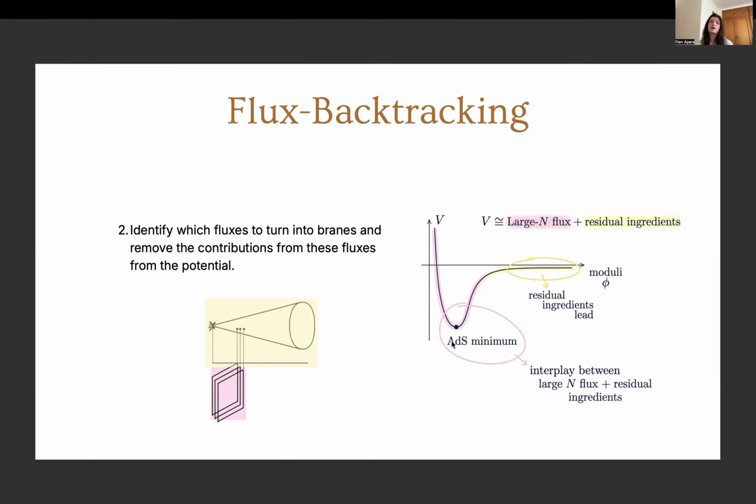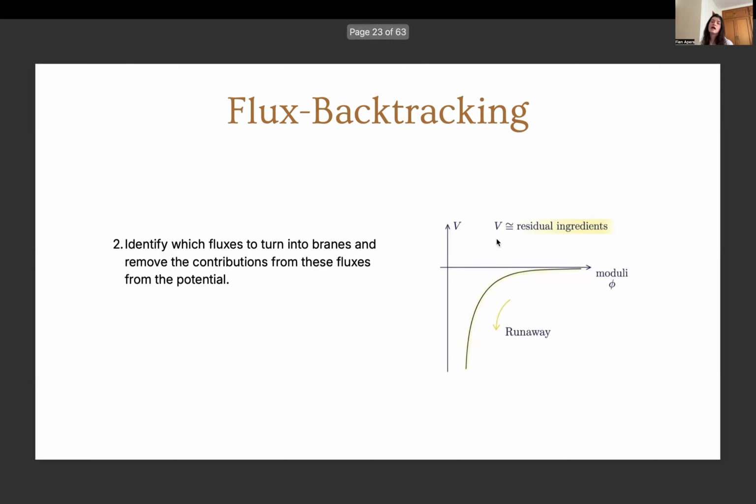And so the trick we suggest to find this geometry is to simply remove the large N flux from the scalar potential and look at the potential sourced only by these residual ingredients. Then we remove the AdS minimum and we get some runaway. The job is then to find this runaway, which is actually some kind of dynamical cobordism, and we want to find the geometry this represents.